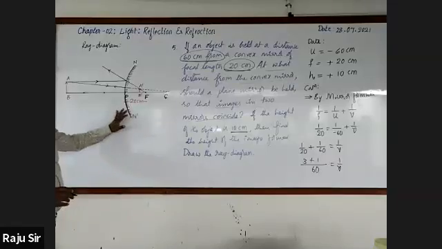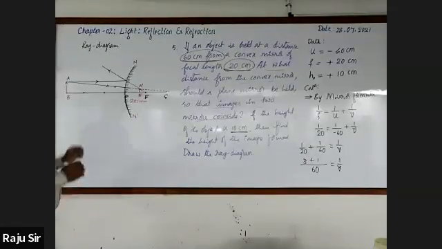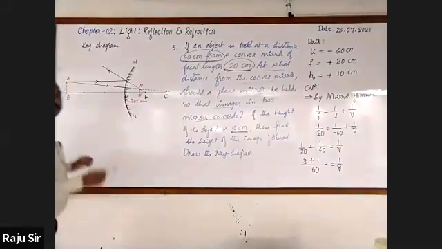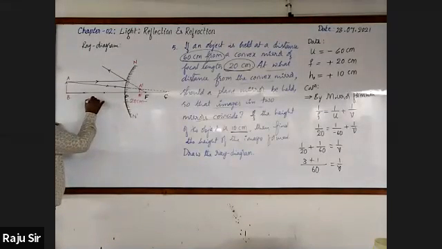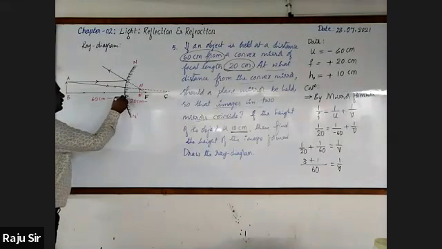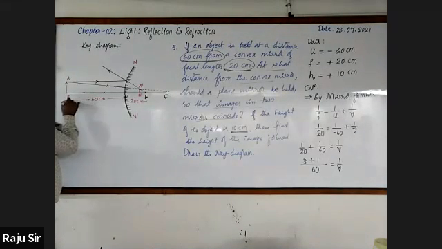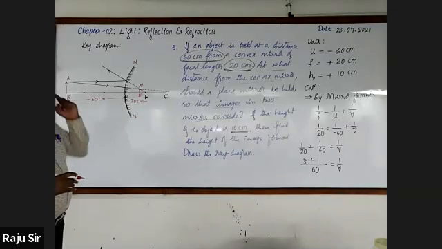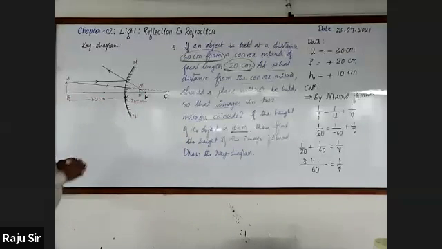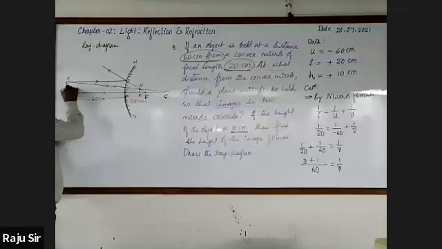We have drawn the ray diagram. Have we shown the object distance? Object distance is 60 centimeter. Height of the object is 10 centimeter.